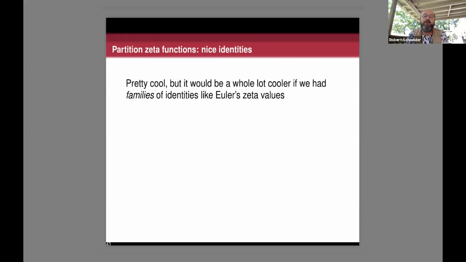So this is all pretty cool, but it would be a whole lot cooler if we had families of identities like Euler's zeta values, right? It's really cool to see lots of weird places where pi shows up, but it'd be a lot cooler if we had this beautiful general formula shape, like Euler's zeta values, where the zeta functions are equal to some rational multiple of a power of pi. That would be the most awesome. What we saw were cases where pi showed up, but it wasn't something like this that generalized over all arguments.